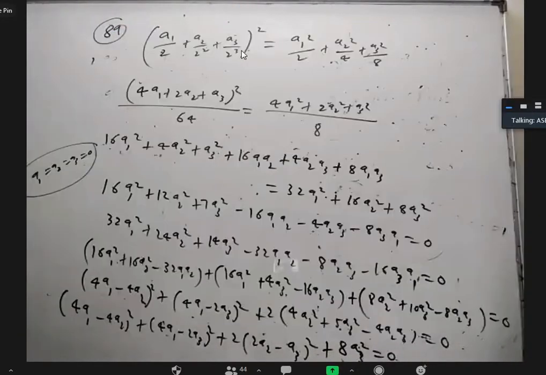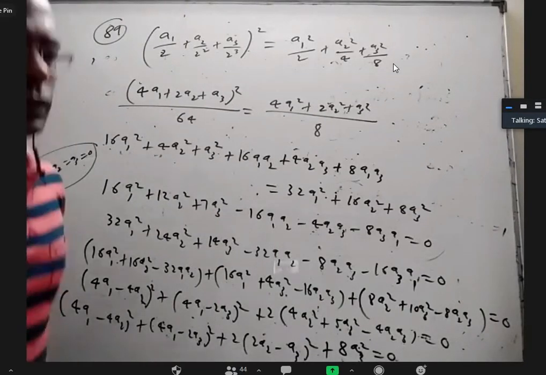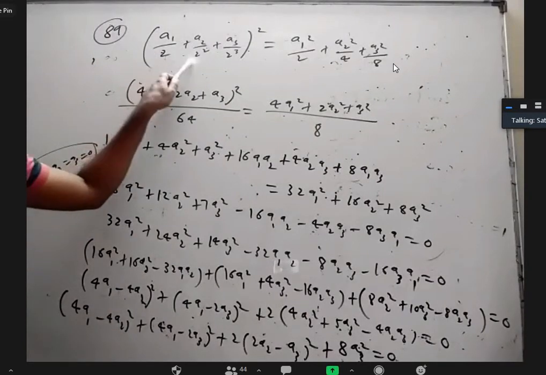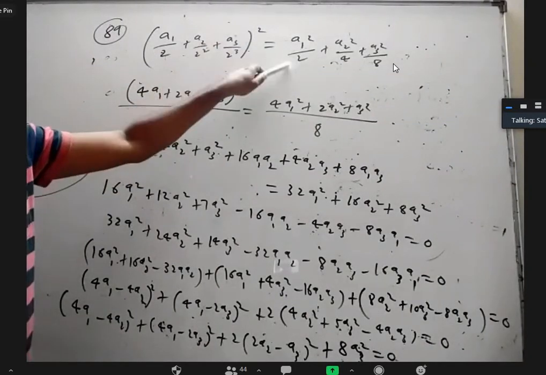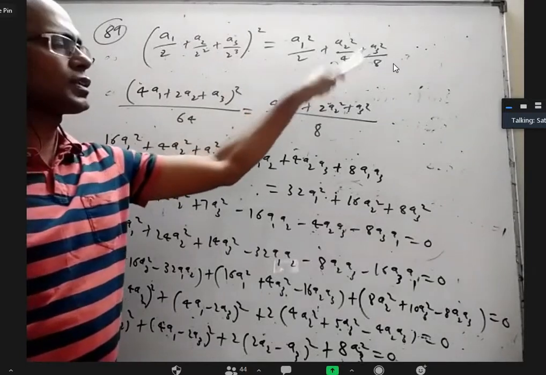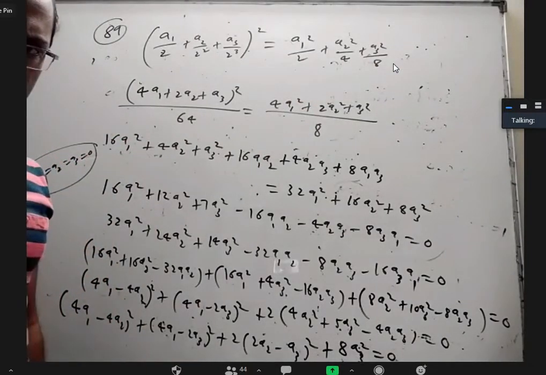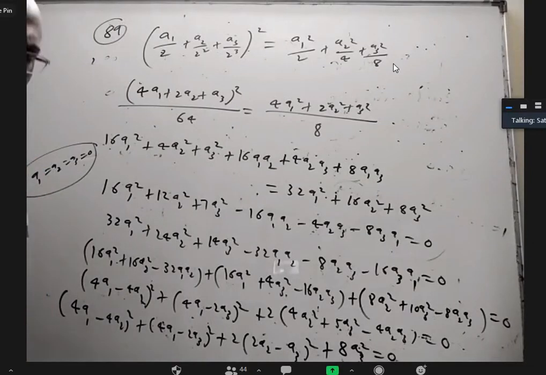Sir, but the problem is this is like (A1 B1 plus A2 B2 plus A3 B3) whole square, and here we should have (A1 square plus A2 square plus A3 square) into (B1 square plus B2 square plus B3 square). Are you having that? Sir, yes, please.